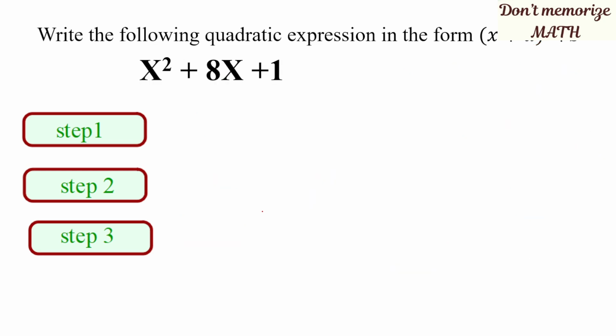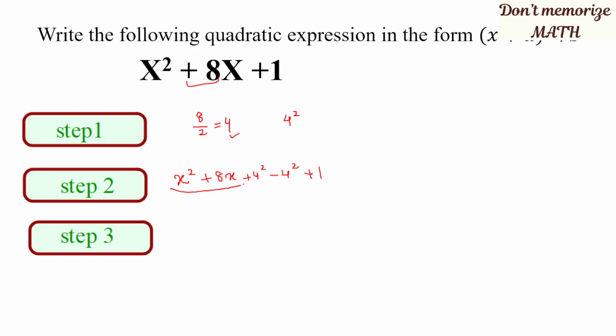x square plus 8x plus 1. First take the number with x. The number with x is 8. The number with x divided by 2, that is 8 divided by 2, is equal to 4. Then write the same question: x square plus 8x, put a gap, and plus 1. We got 4, square it, that is 4 square. Add 4 square and subtract 4 square.